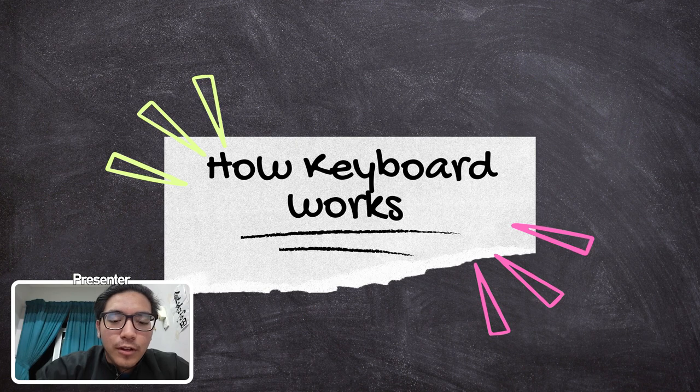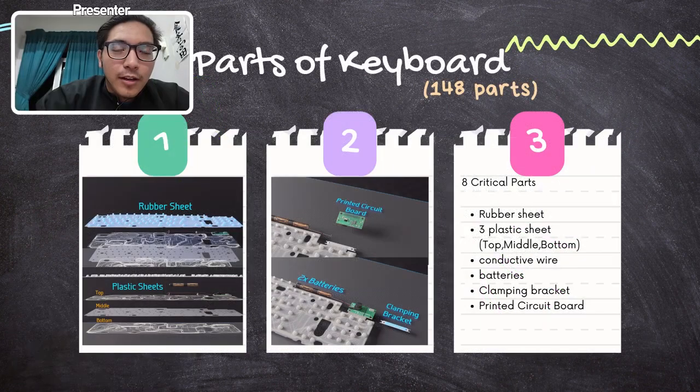So before we delve into how the keyboard works, we need to know the components first. So if you go to the next slide, there are parts of the keyboard. There are 148 parts of a keyboard, but 8 of them are important. So the 8 parts are the rubber sheets, the 3 plastic sheets, top, middle and bottom, the conductive wire, batteries, clamping bracket and printed circuit board.